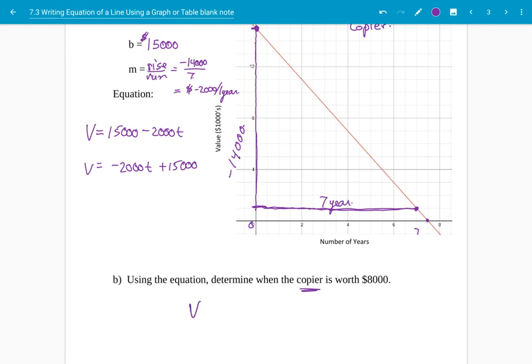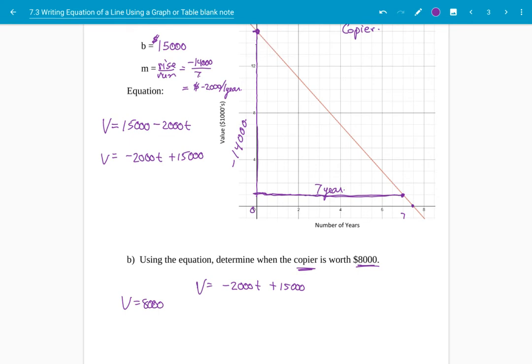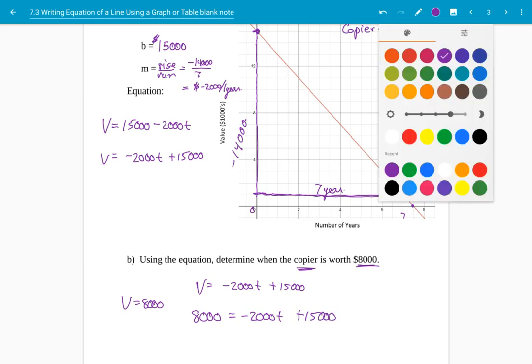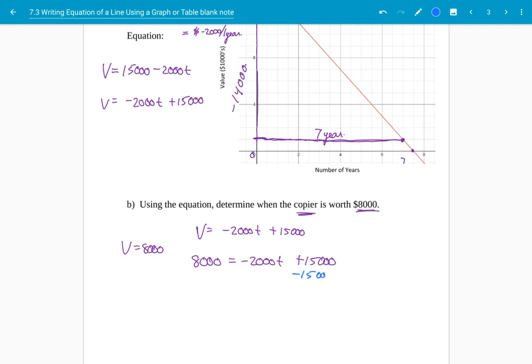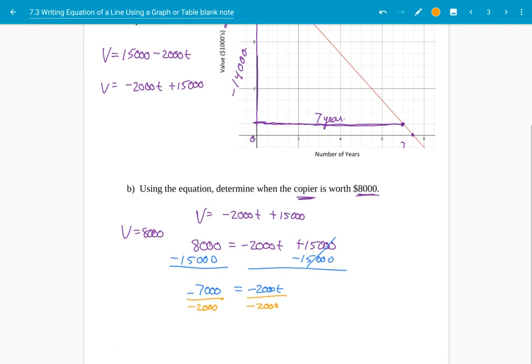Okay, so value is equal to, I'm just going to rewrite the equation. And V is 8,000. So when will that be? Now, there are two ways to do that. We could do it off the graph, but I'm going to show the equation, then I'll go to the graph. So 8,000, okay, so I plug in the value into the equation. I subtract 15,000 from both sides of the equation, leaving negative 7,000 on the left side and negative 2,000 t on the right side, because those cancel out. Now I'm going to divide both sides by negative 2,000, and I get 3.5 for t.